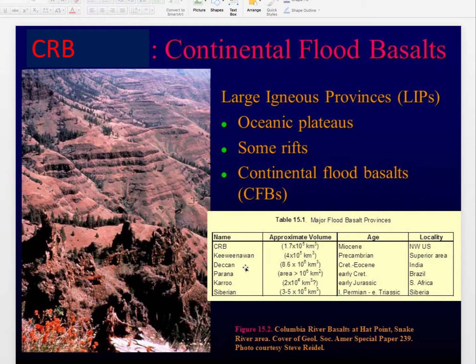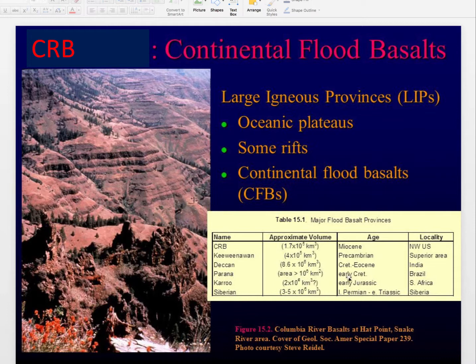And then we mentioned the Deccan traps, which may have caused the extinction of the dinosaurs. We sort of read a little bit about that. And that was about 8.6 million cubic kilometers, so it's a huge eruption. Remember, the Deccan traps are in India. The Parana flood basalts, that separates Africa and South America.